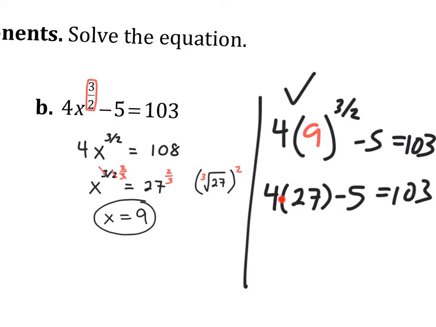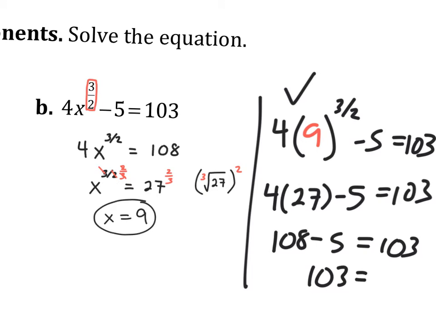Order of operations says I'm going to do multiplication first. Notice we're doing the order of operations now. We're not undoing. Here we're undoing, and here we're doing because we're simplifying. So this one here gives me 108 minus 5 equals 103, and 103 equals 103. Ka-chow.